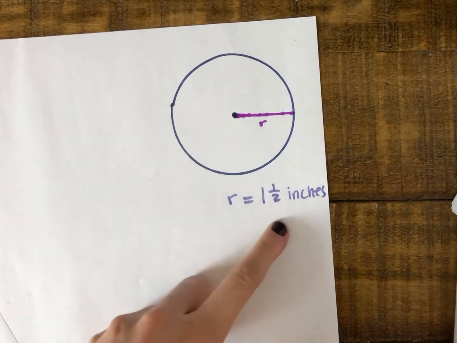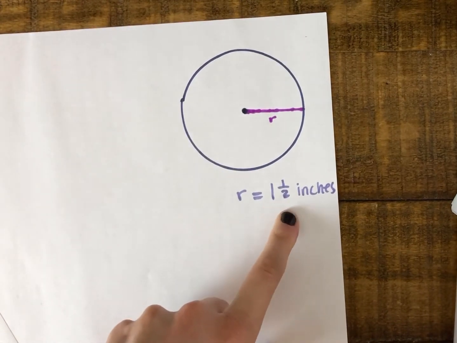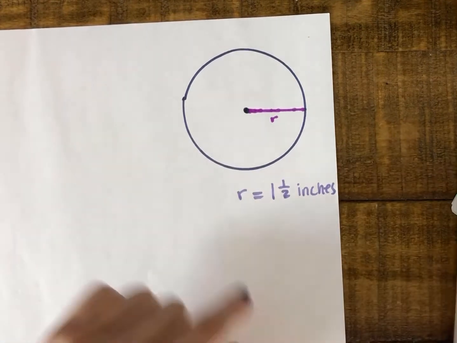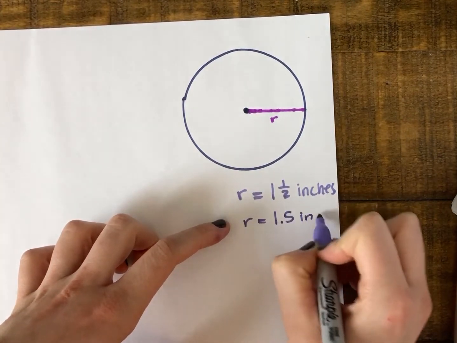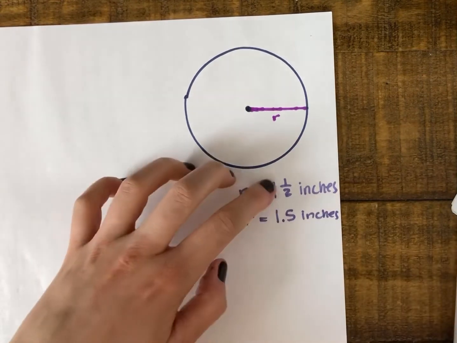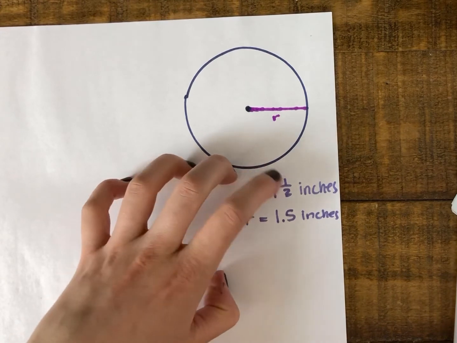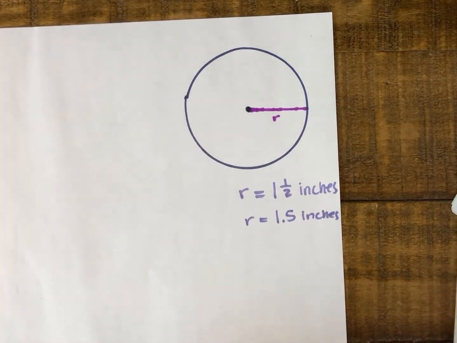And because I don't want to use fractions, I'd rather use decimals, I'm actually going to translate it into its decimal form. With a half, that's pretty easy. We know that that's going to be 1.5 inches. But if you have a harder measurement like 7/8 or something, you would take the top number and divide it by the bottom number to get that decimal. So now I'm ready to continue.